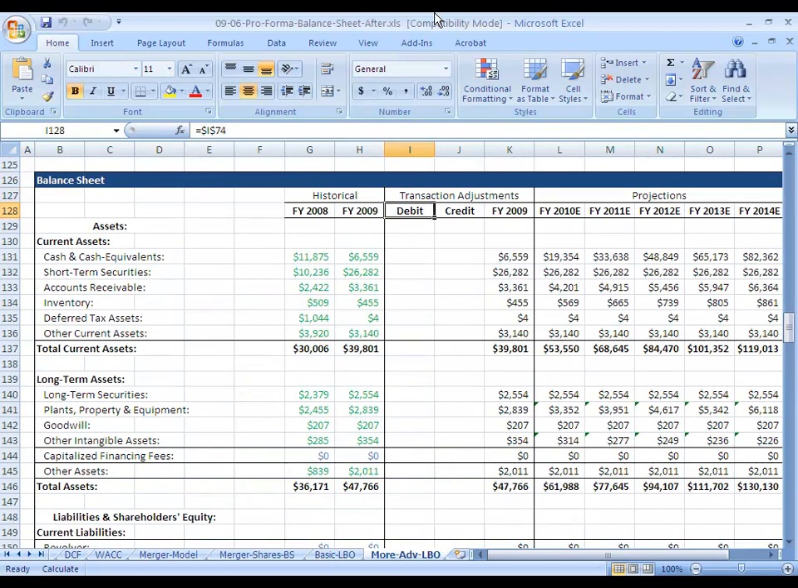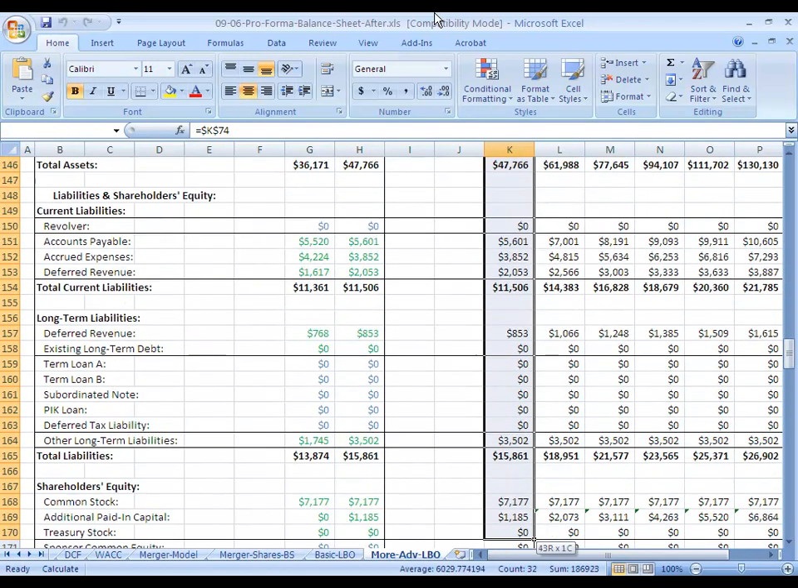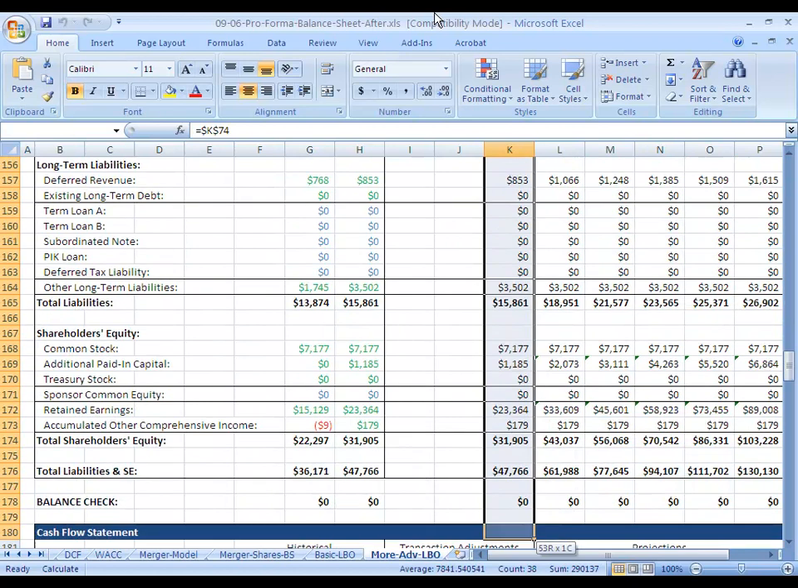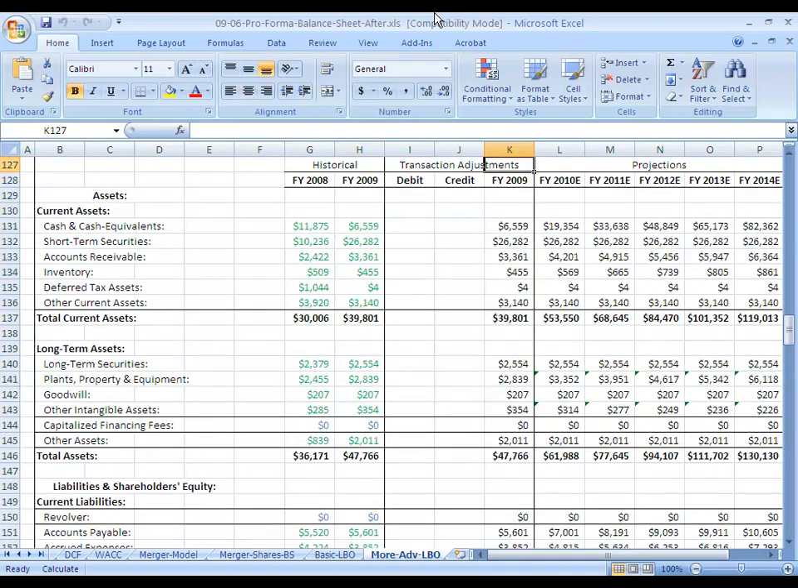What you see in front of you is an area called Transaction Adjustments, which has debit, credit, and then FY 2009. This FY 2009 column is really for the pro forma versions of the balance sheet. So after the LBO has taken place, how does Apple's balance sheet actually change?